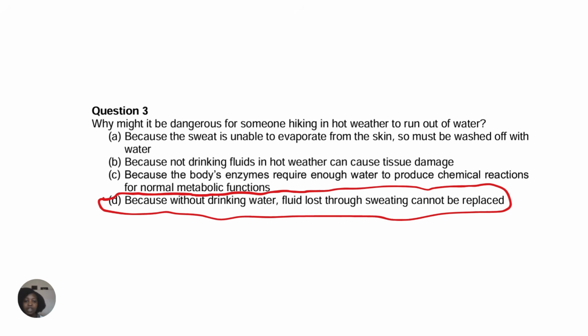Firstly, option A is talking about evaporation from the skin, because it must be washed off with water, which is not really talked about in the text. Option B says because not drinking fluids in hot weather can cause tissue damage, but that's actually not the only reason why we can have tissue damage. So that cannot really be the right answer. Option C says because the body's enzymes require enough water to produce chemical reaction. There is nowhere mentioned in the text that enzymes need us to drink enough water to be able to produce chemical reaction. So the right answer here is option D.